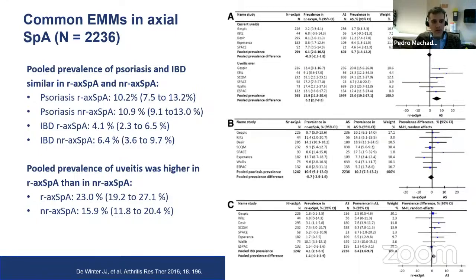However, regarding uveitis, there seemed to be higher prevalence in those with radiographic axial SpA versus non-radiographic axial SpA, with 23% versus 16%. This is probably reflecting the fact that these are all HLA-B27 associated conditions, but that association is probably stronger for uveitis. And as we know, in the subgroup of patients with radiographic axial SpA, the prevalence of HLA-B27 tends to be higher than in those with non-radiographic axial SpA, and this is probably reflecting that fact.